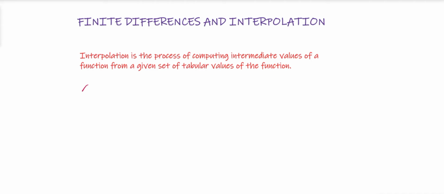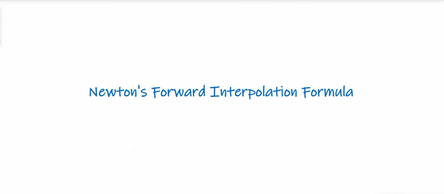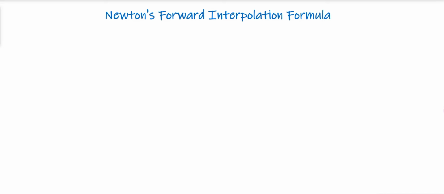This means that we are given the values of x, and corresponding to those values of x, we also have the values of y, where y is equal to f of x. So suppose we have x naught and end value is xn, then we'll also have y naught till yn values. And by doing interpolation, we'll find the value of y for some value of x which is equal to xi. Now let's see the formula for the Newton's forward interpolation.